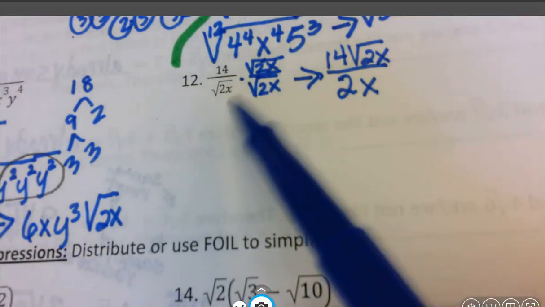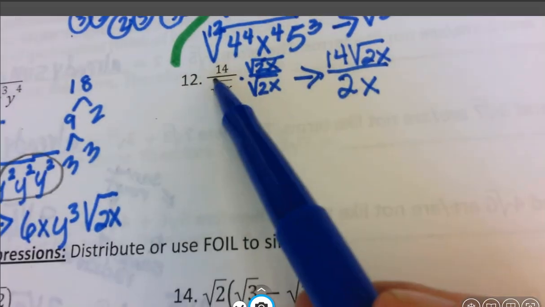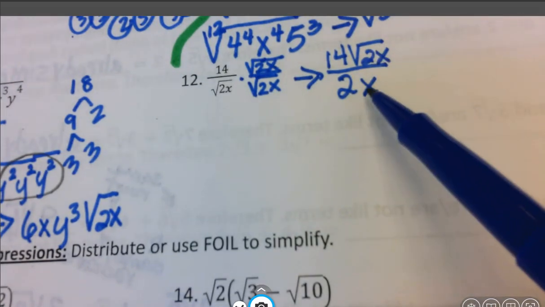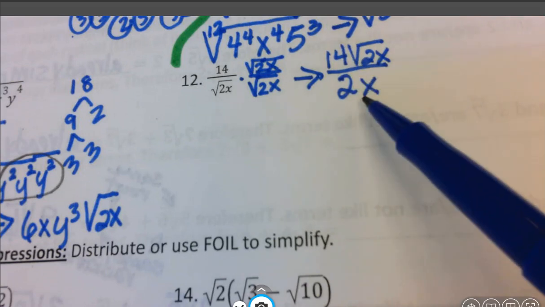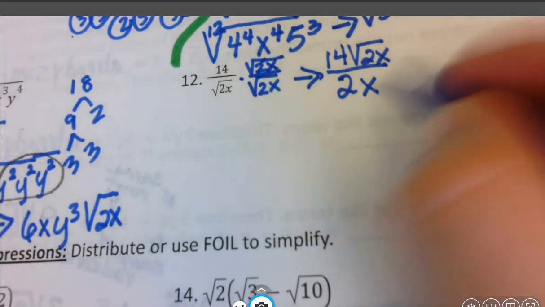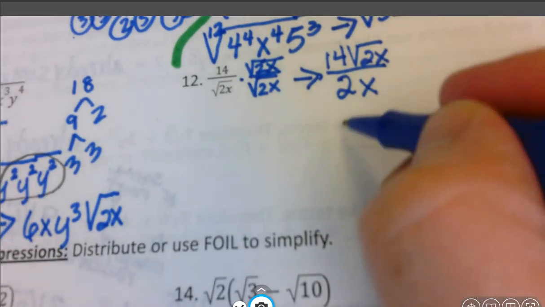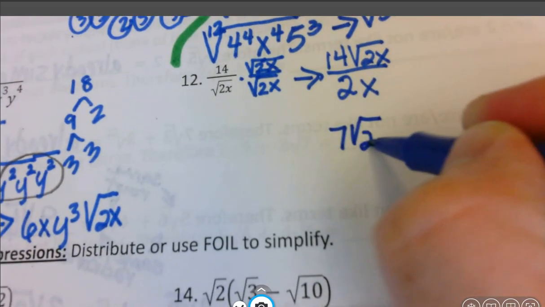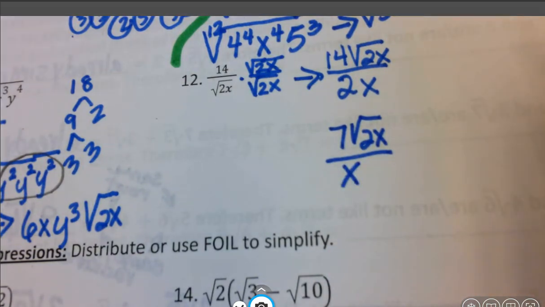Okay. So when I multiply root 2x times root 2x, I just get 2x. On the top, I get 14 root 2x. Now, this 2x and this 2x cannot simplify because one's in a root and one's not. However, the 14 and the 2 can simplify. So 14 divided by 2 will simplify to what? It's 7. Yeah, you can write 7 over 1 if you want, or you can just make it 7 root 2x over x, and that's done.